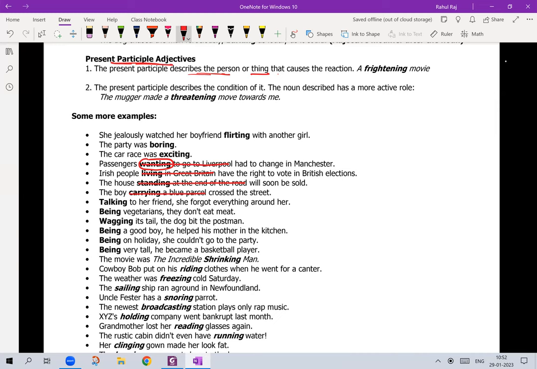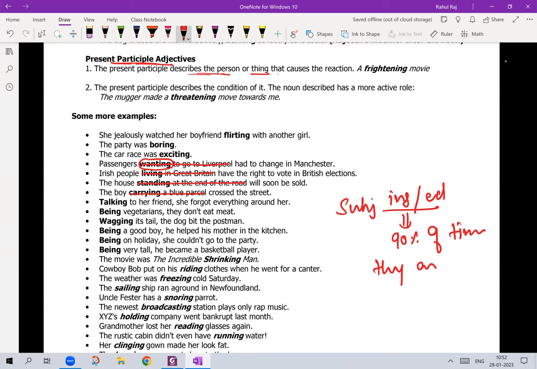So please understand, besides the subject, if you get an ing form or ed form, 90% of the time they are adjectives. I'll prove this, don't worry. Sorry, Rahul, could you please repeat what you said? I've just tried to say that besides the subject, imagine passengers wanting to go to Liverpool, if ing form and ed form come, 90% of the time they are adjectives. And I'll 100% prove this.